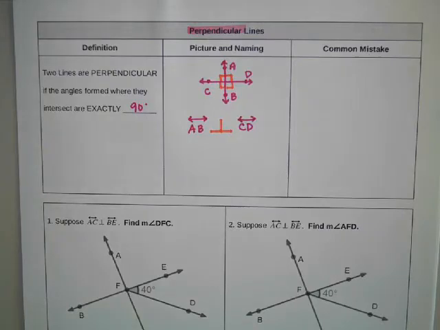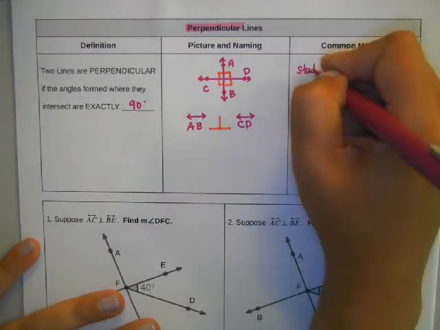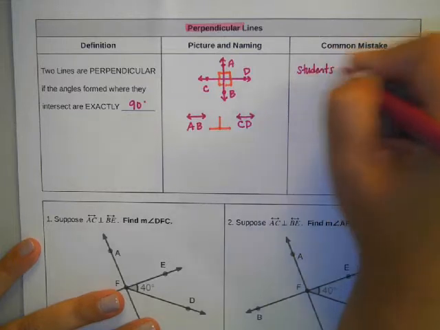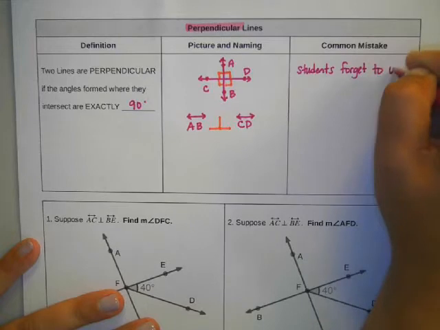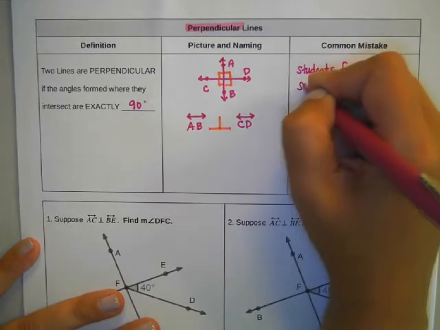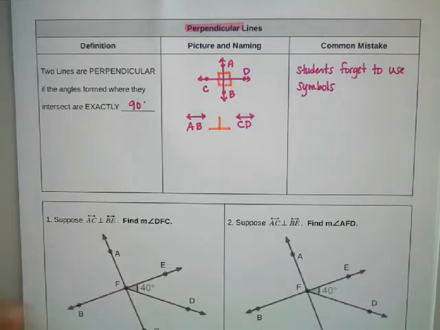Again, the most common mistake here is that students forget to use the symbols for lines or for perpendicular. And so be really careful, because part of our language in geometry is the symbols that we use.